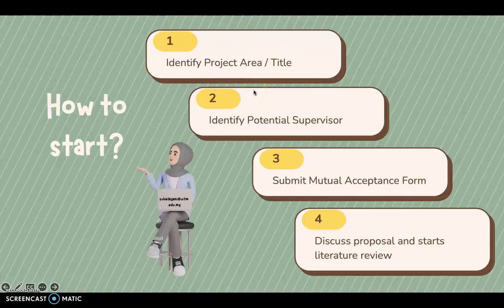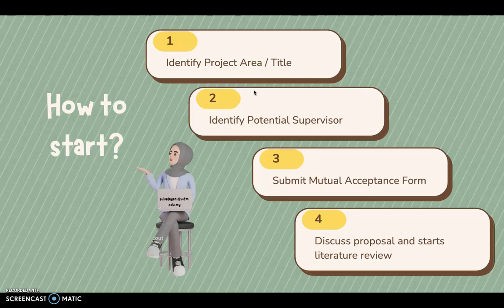So how are you going to start? The first one, you need to identify your project area and then you can try to produce a title of your project. Then you can propose to the potential supervisor your raw idea on the project that you are working on. Do not worry, the title is a working title until the system is completely developed.